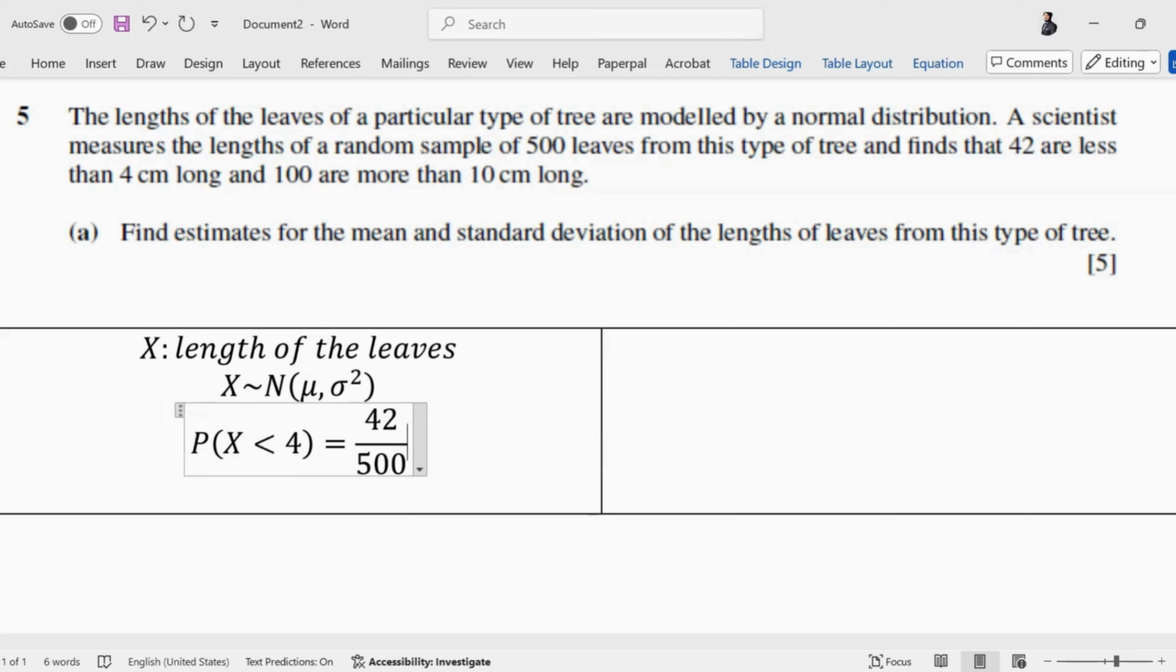Is this right or wrong? I am not solving the question. This is exactly what is written in the question. I have just written it in mathematical notation. Clear?